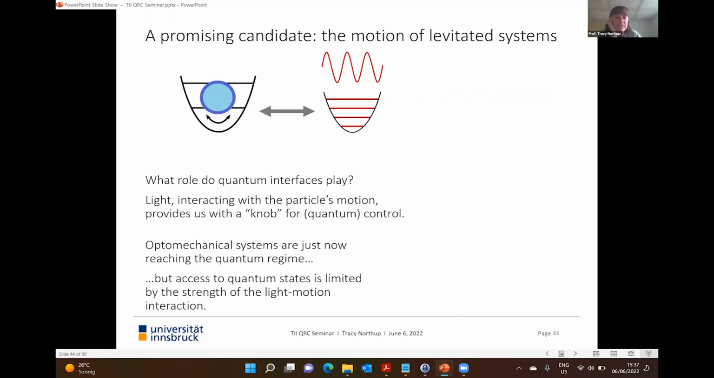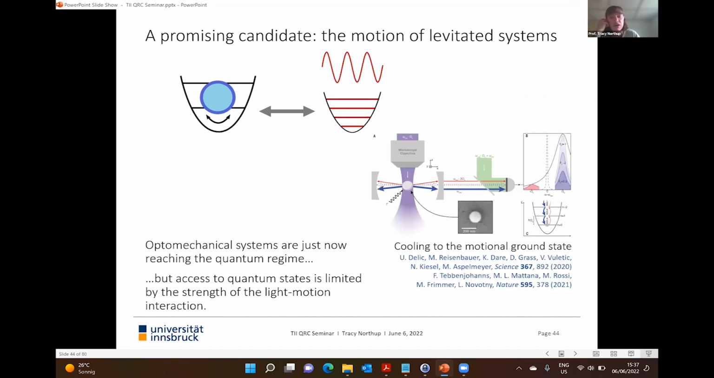But access to quantum states has been limited by the strength of this light-motion interaction. These are results from both Markus Aspelmeyer's group in Vienna and Lukas Novotny's group in Zurich, where they've now been able to cool the motion of particles that are levitated, held up against gravity, to the motional ground state. So this is right at the entrance to the quantum regime for the motion of these particles.